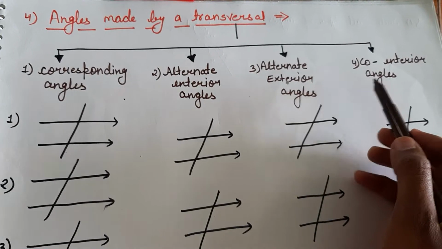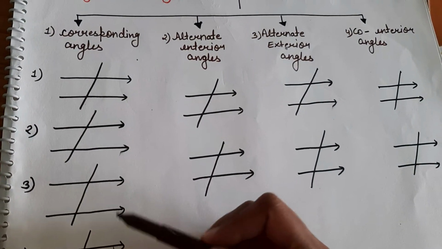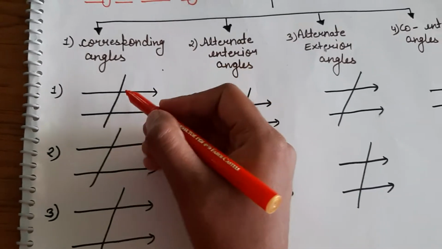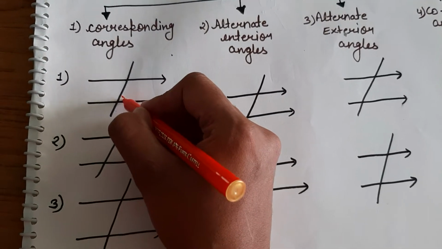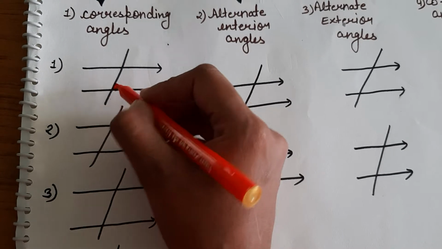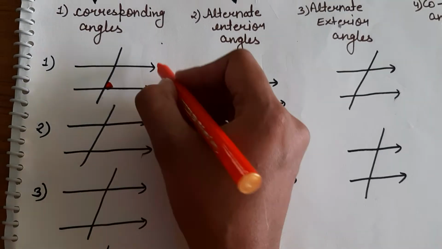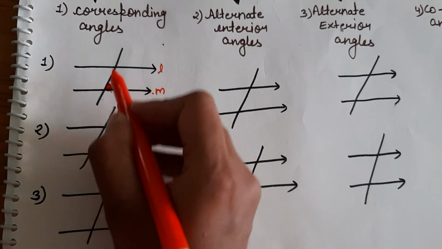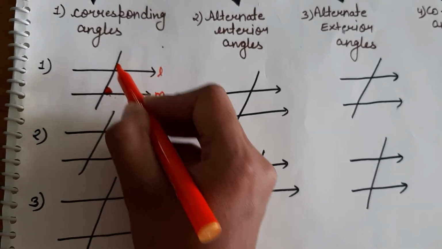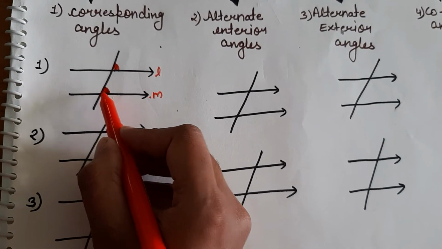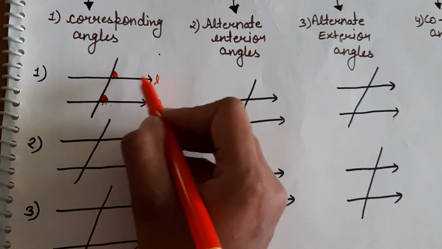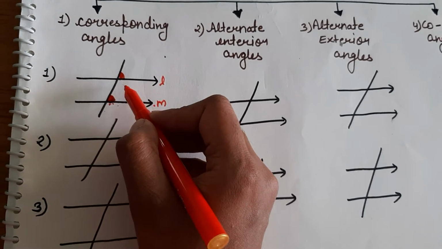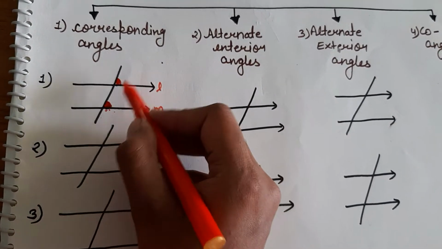Now here is the example, how can you find out these angles? Here I am marking the corresponding angle. If I point out this angle, in this line, this is line L and this is line M. In M, the corresponding angle will be this one. If this angle is above the line in L, the same angle above the line in M, these are the corresponding angles. Understood now? In L and M, these are the corresponding angles.